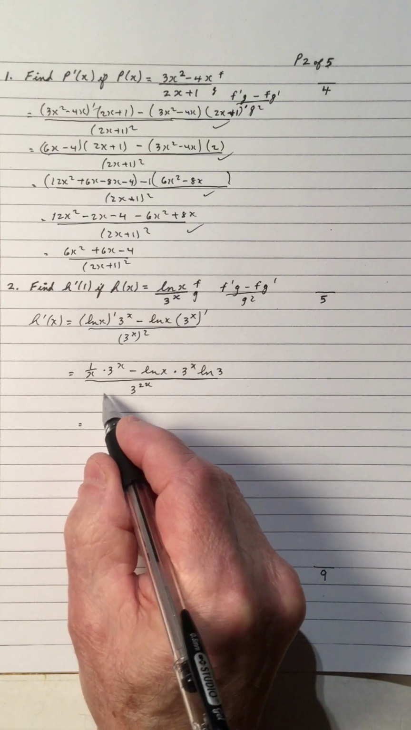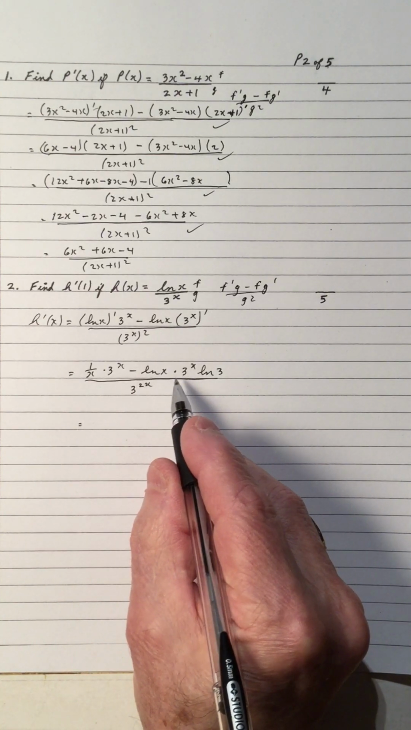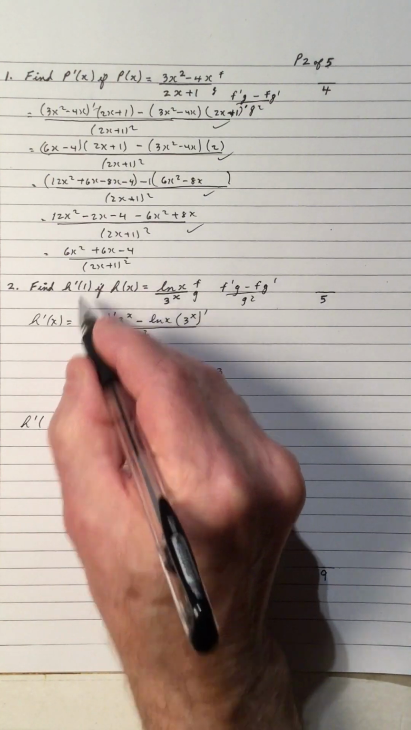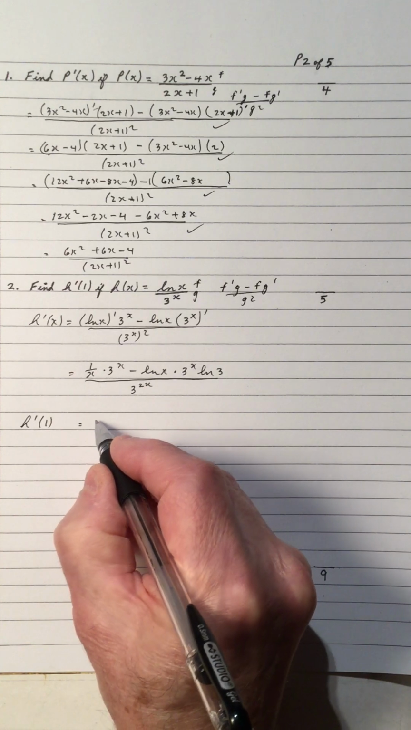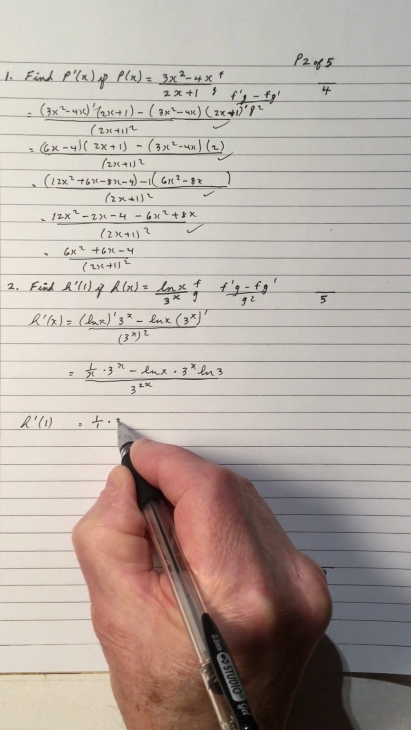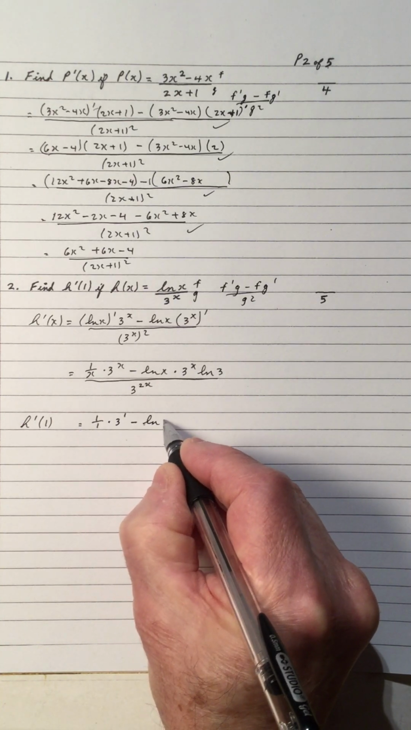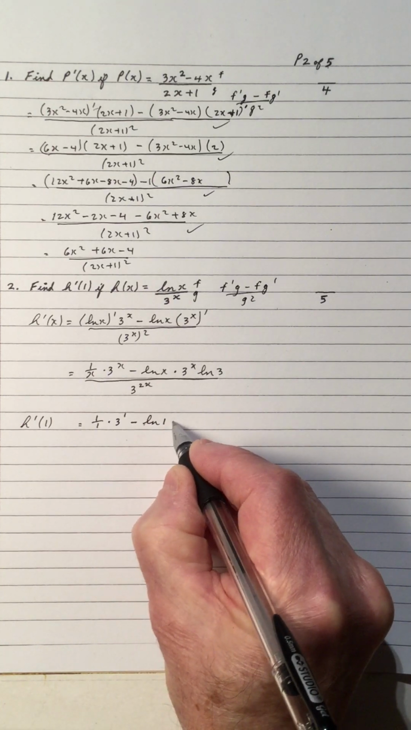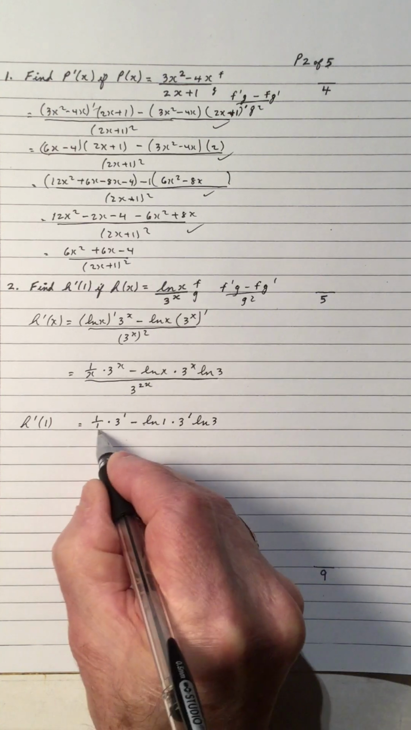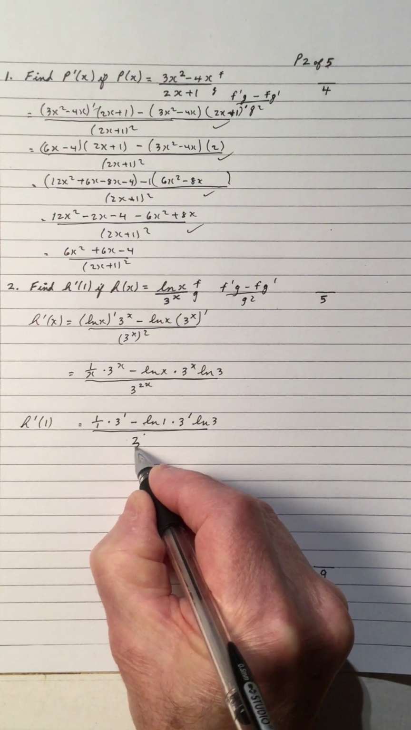Now since we have that done, what I'm going to do is find h prime of 1. So I'm going to put 1 in the place of x now. So 1 over 1 times 3 to the 1, minus ln of 1 times 3 to the 1 ln 3. So x is 1.